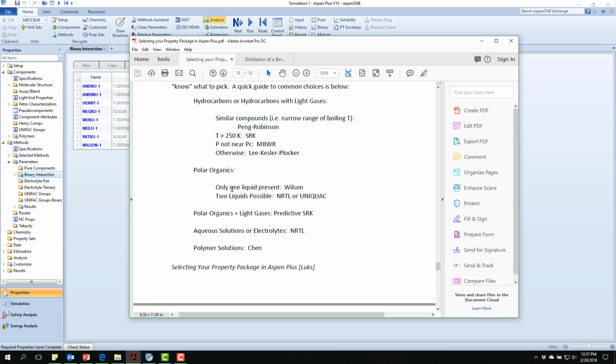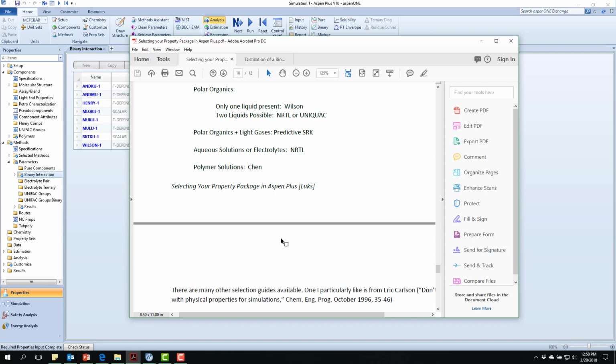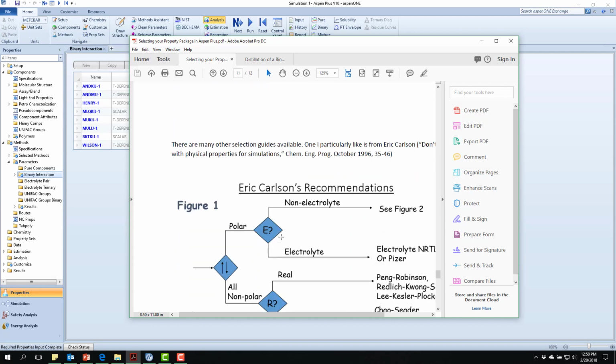For polar organics, and there's only one liquid, then the Wilson equation is nice. If it's possible you'll have two liquids, then NRTL or UNIQUAC are better choices. If you have a polar organic with light gases, again, those are like methane, ethane, the predictive SRK is probably your better choice. And aqueous solutions or electrolytes, there are special packages, but if you don't have those, then NRTL. And for polymers, the Chen method is probably the best choice. But there are many, many others.